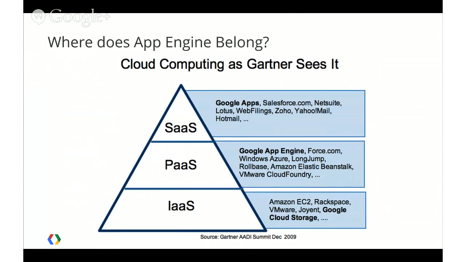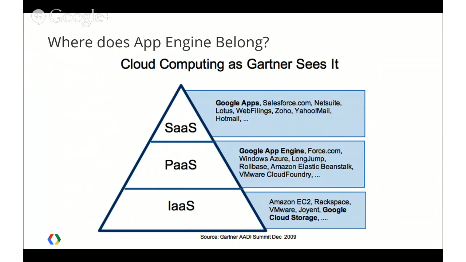So if you want to see cloud computing as the famous Gartner sees it, there are different layers. In Google Apps, you can think of Gmail, Google Drive, and different application suites like that, as well as Salesforce.com. That's software as a service, and web filings. Different examples there of what software as a service is. Then moving back down the stack, platform as a service. Our focus today, which is Google App Engine, fits right into there, along with things like Windows Azure, Amazon Elastic Beanstalk, and a lot of others.